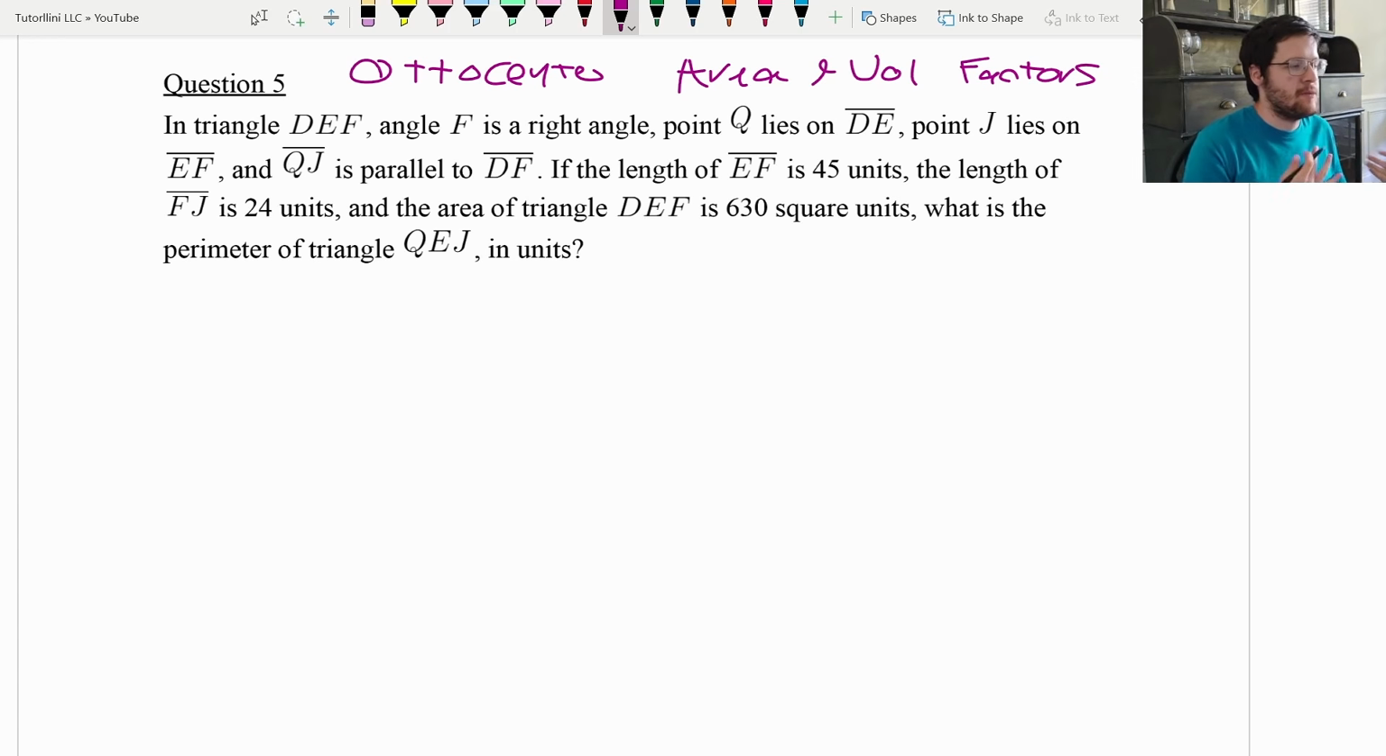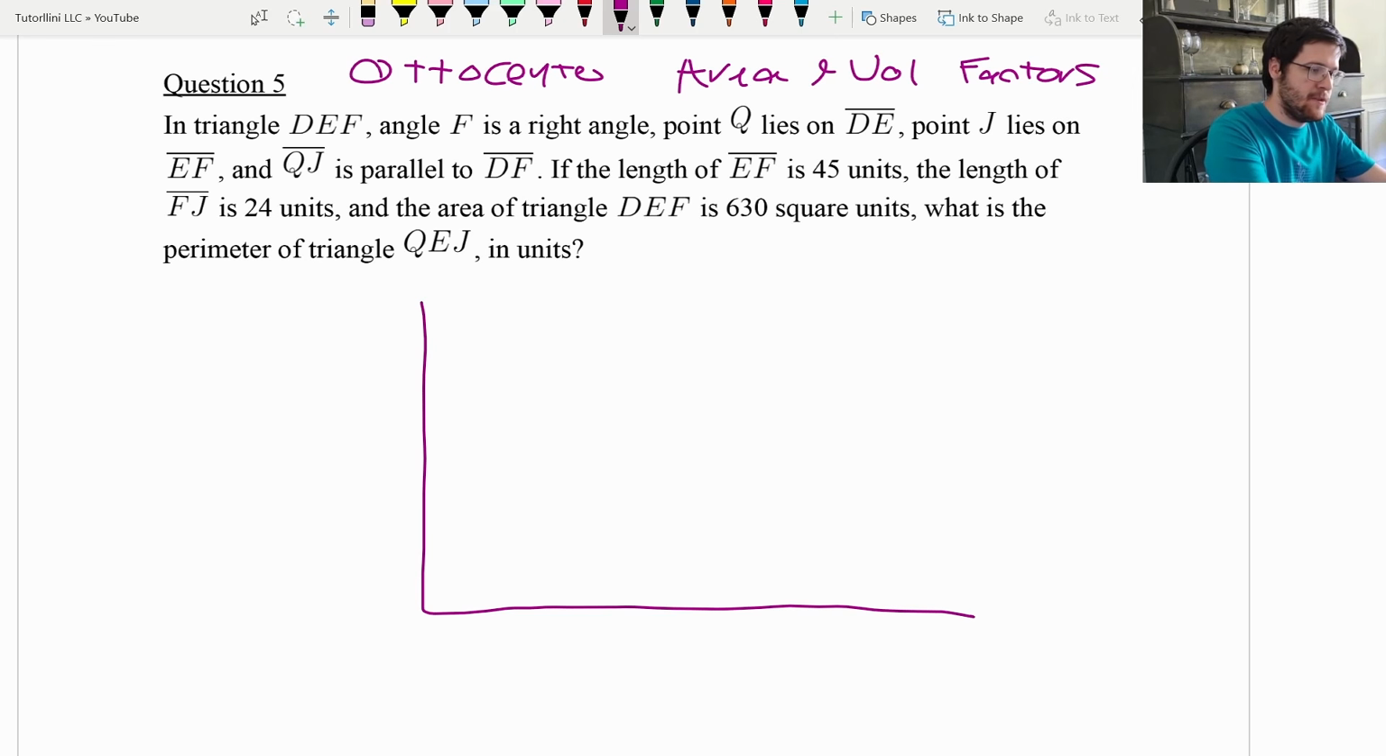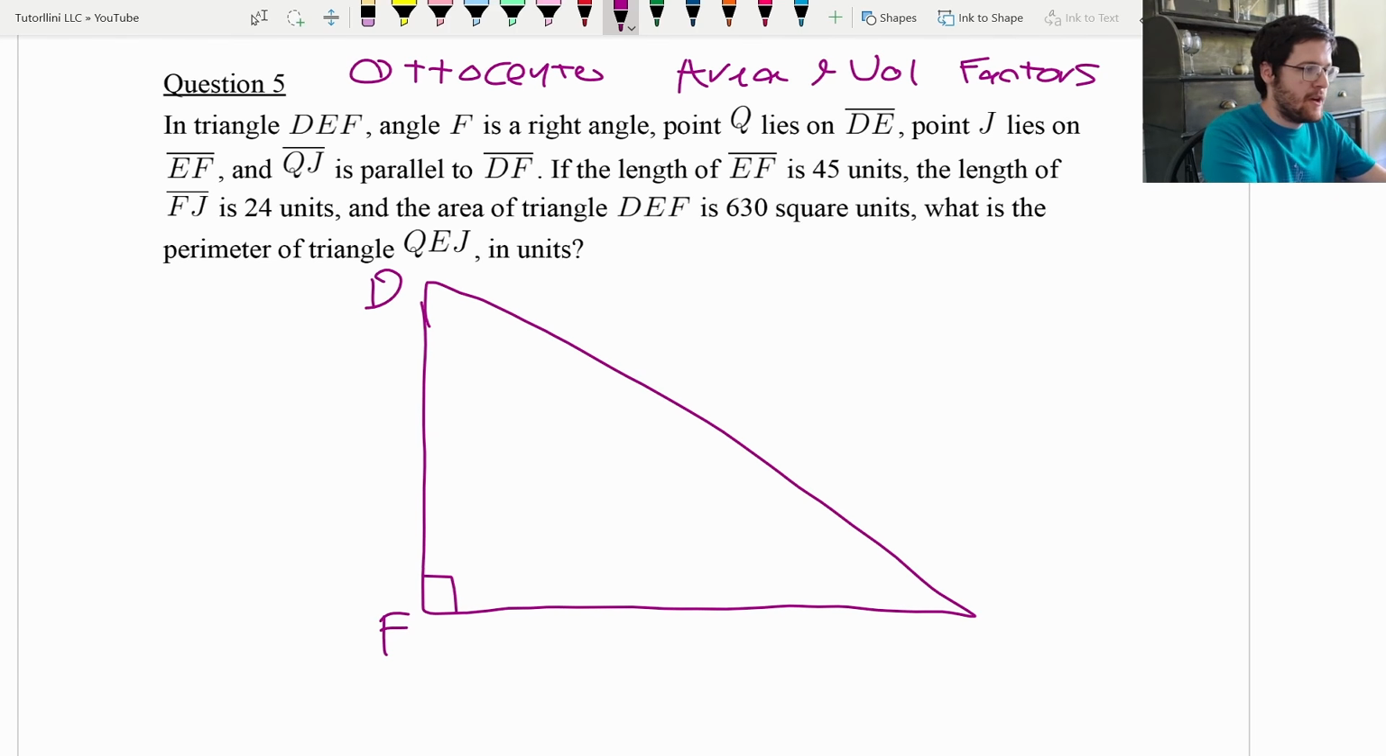Okay, so probably the most challenging part about this is just making the drawing. So I'm going to draw a big right triangle. That's what they want me to do, right? And it says F is the right angle. So I'm putting F here. And then D, and then I'll call this guy E. It doesn't matter as long as you're consistent with what the problem tells you. Point Q lies on DE. So I'm going to put that, how about here?